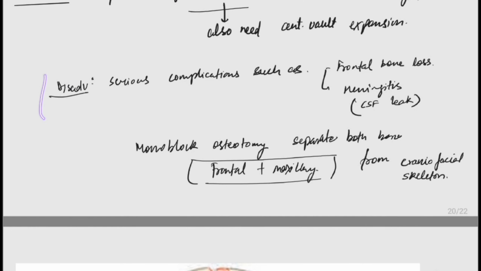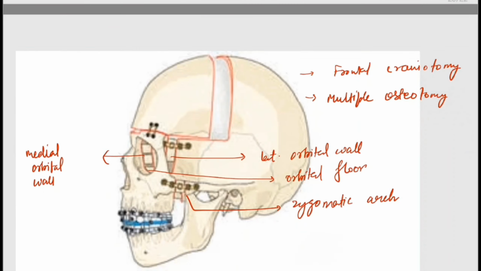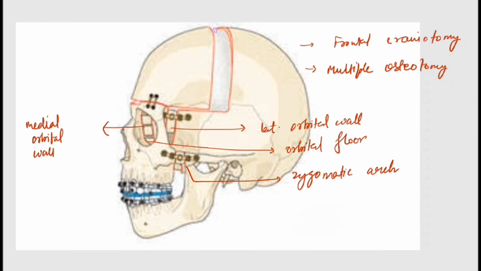But this procedure has several disadvantages, such as serious complications like frontal bone loss and meningitis due to CSF leak. Monoblock osteotomies separate both frontal and maxillary bone from the craniofacial skeleton. For example, here we have done the frontal craniectomy and multiple osteotomies: the lateral orbital wall, the orbital floor, the medial orbital wall and then zygomatic arches.